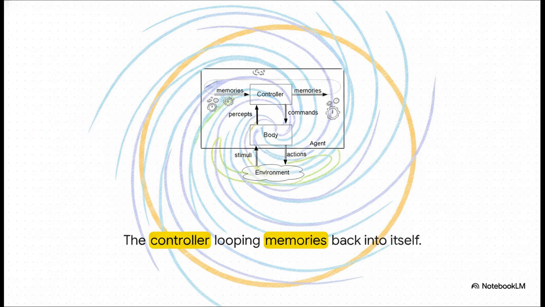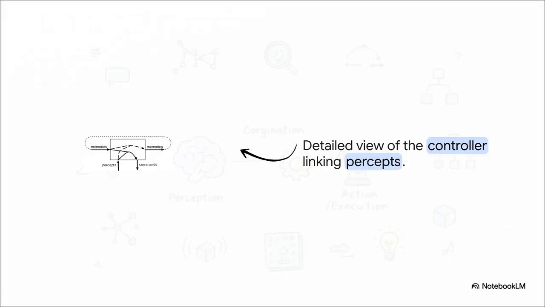At every single tick of the clock, the controller has to decide not only what physical command to send down to the body, but also what memories it needs to encode and send into the future for its own next cycle. Let's zoom in on the visual pathways inside that controller box.